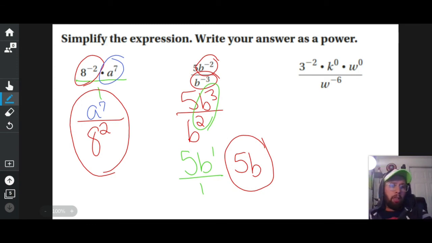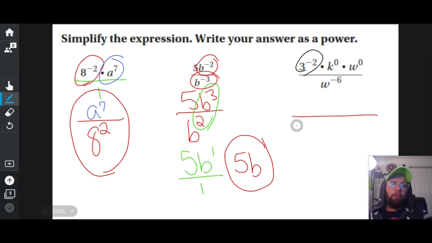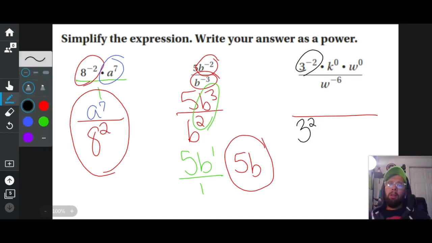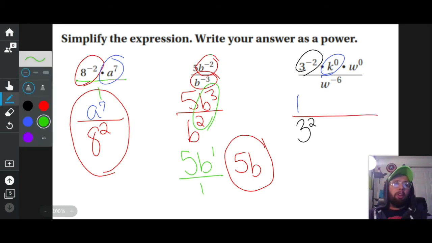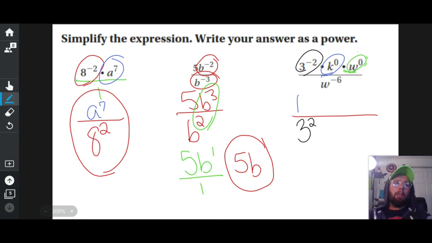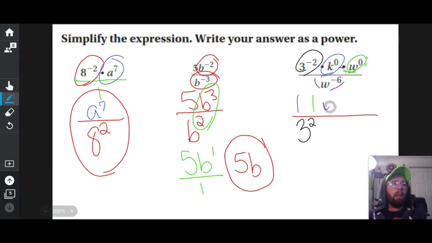All right, so a bunch of things here have the potential of moving. Let's check them all out. 3 to the negative 2, you move to the bottom because you're a negative exponent. K to the 0th, you stay up top but become 1 because anything to the 0th power is 1. W to the 0th, you stay up top but you become 1 because anything to the 0th power is 1. And last but not least, W to the negative 6, you move upstairs and become W to the positive 6.